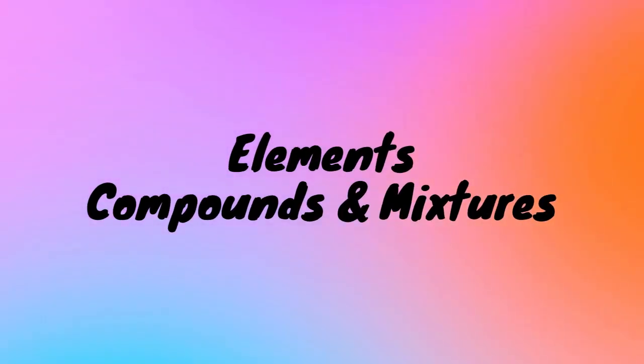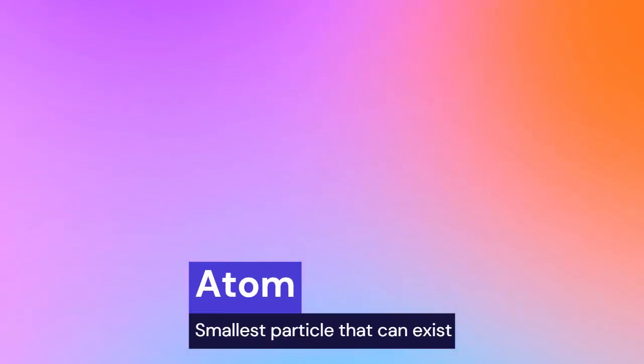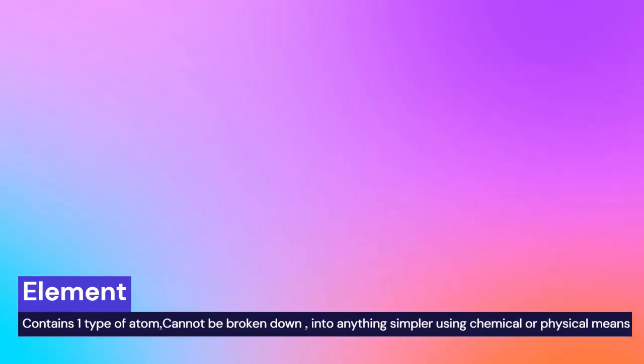Welcome, and today we're going to be looking at C1, which is elements, compounds and mixtures. First we need to look at some definitions of what these terms are used to describe. So an atom is the smallest particle that can exist. An element cannot be broken down into anything simpler using chemical or physical means. It's essentially one type of atom.